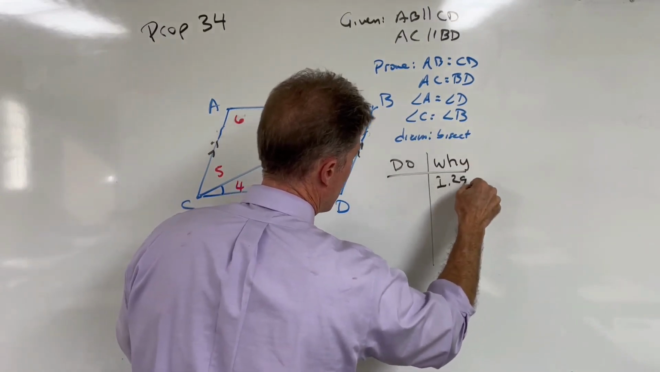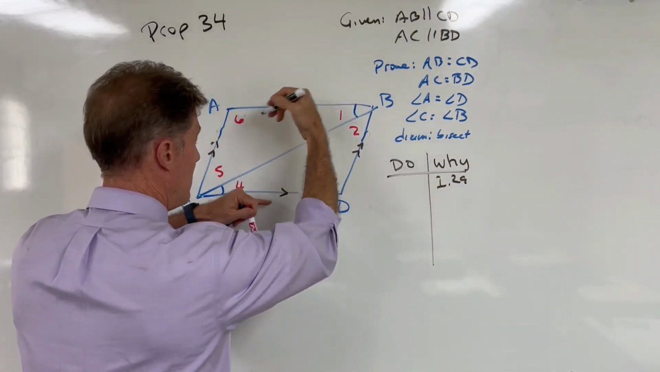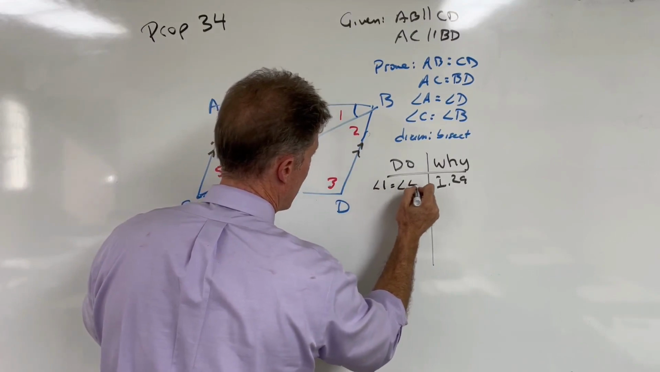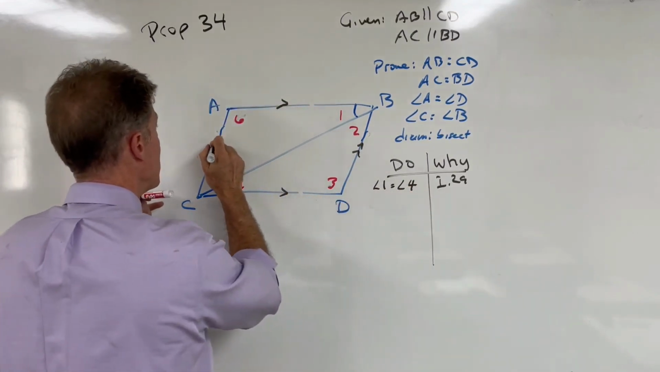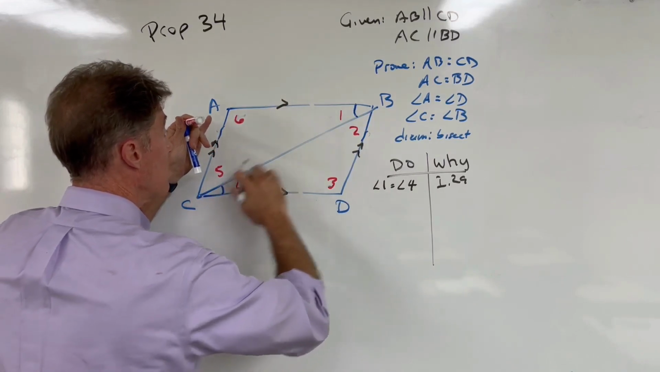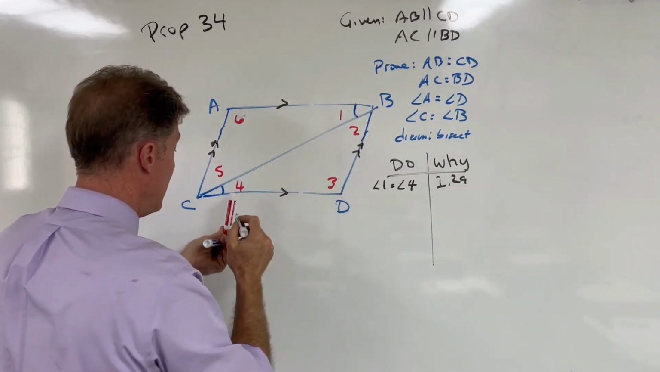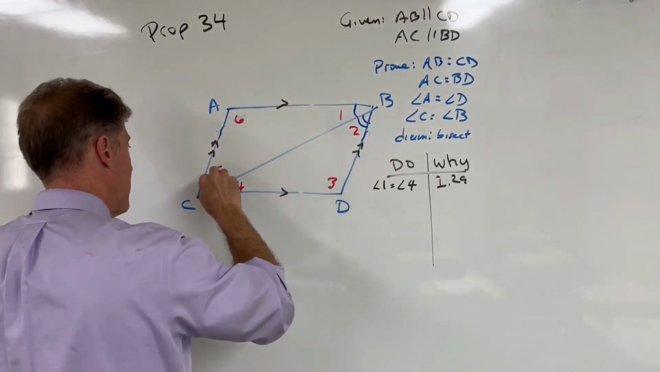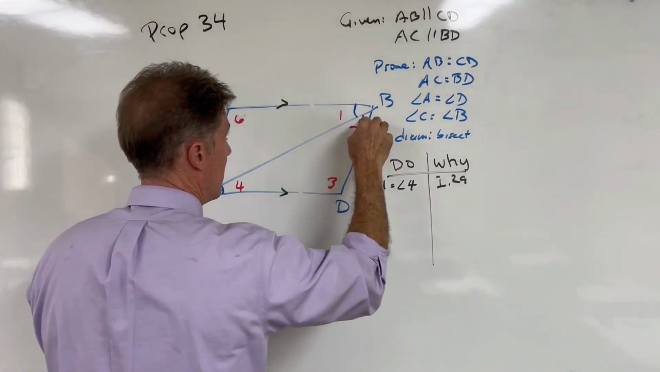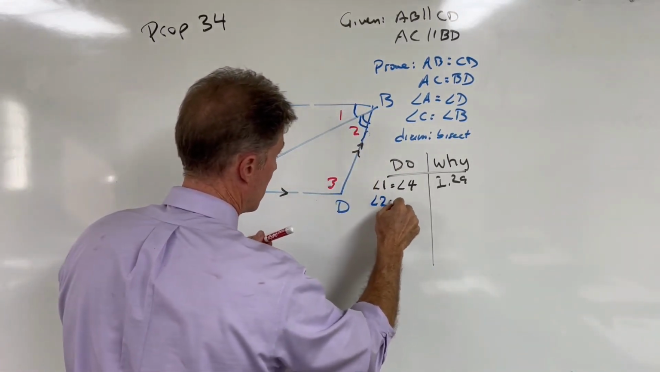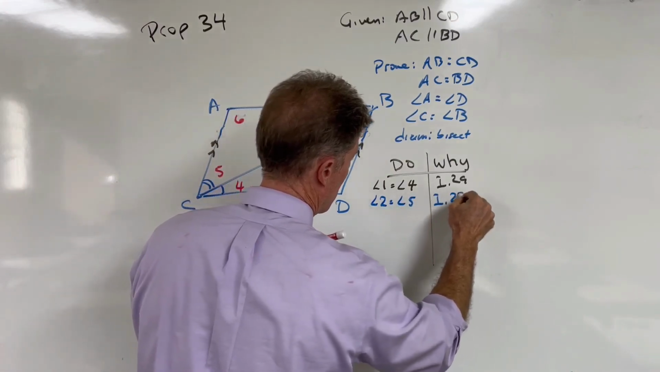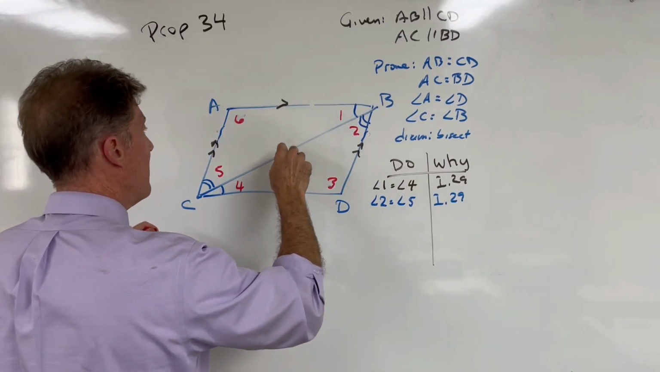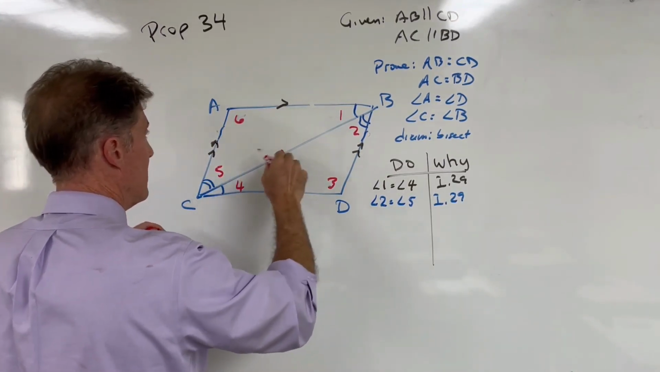So we can use Prop 29 to let us know that when we have a transversal falling on parallel lines, it makes the alternate angles equal. So angle 1 is equal to angle 4. Now, if we consider this other set of parallel lines, these two lines, we also have a line falling on parallel lines, and it makes these alternate angles equal, namely angle 2 equal to angle 5. Also, again, through Prop 29. Now, we also have this line in common. This is common to both of these triangles.